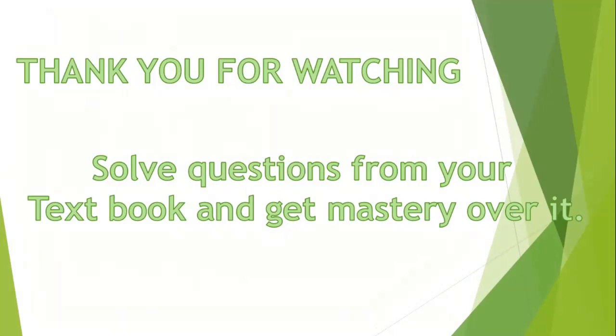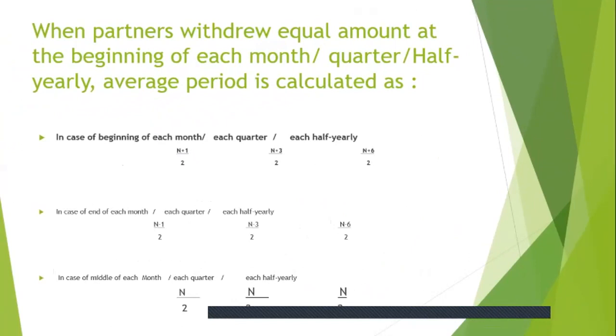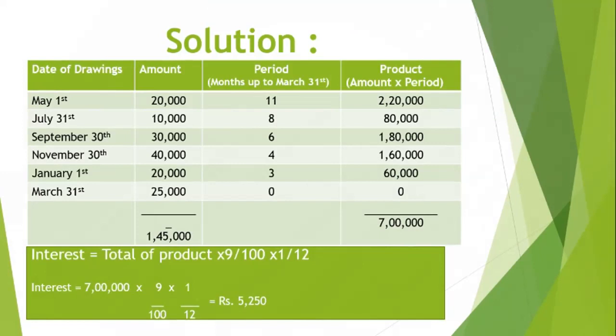You can check. Just I am going back. This is the formula to calculate lump sum method. This is at the beginning, end, and middle of each month, quarter, and half yearly. This is the solution of the question, how to calculate. First we put in first column date of drawing, then amount in second column, then product period in third column. We calculate from the date of drawing to the closing date. Then we multiply the period into amount or amount into period, we get product of each set of drawing. Then we add at last total of product, and total of product into rate of interest upon 100 into 1 by 12, we get the answer.